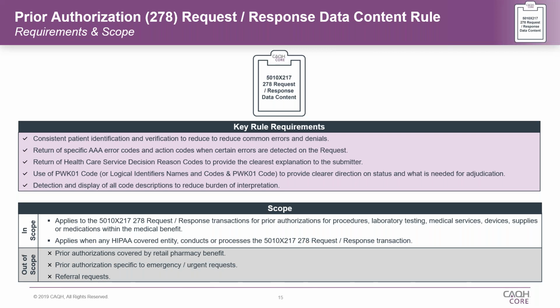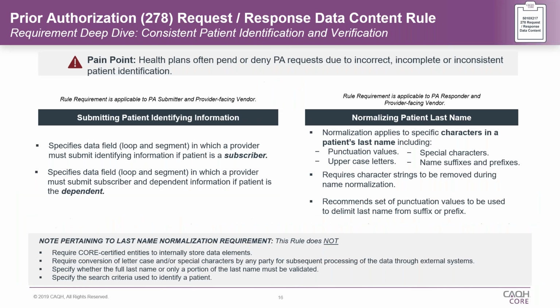If we go to slide 16, we learned in extensive environmental scans that health plans most often pend or deny a prior authorization request due to missing, incomplete, or inaccurate information submitted on the request. A key example of this is patient information.